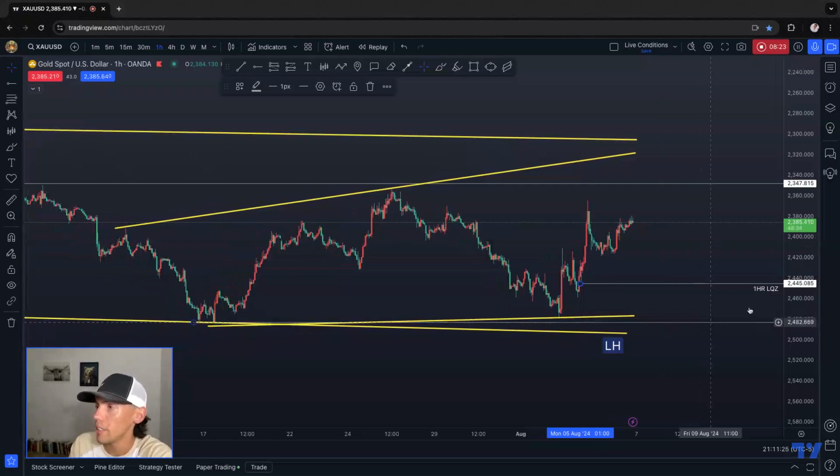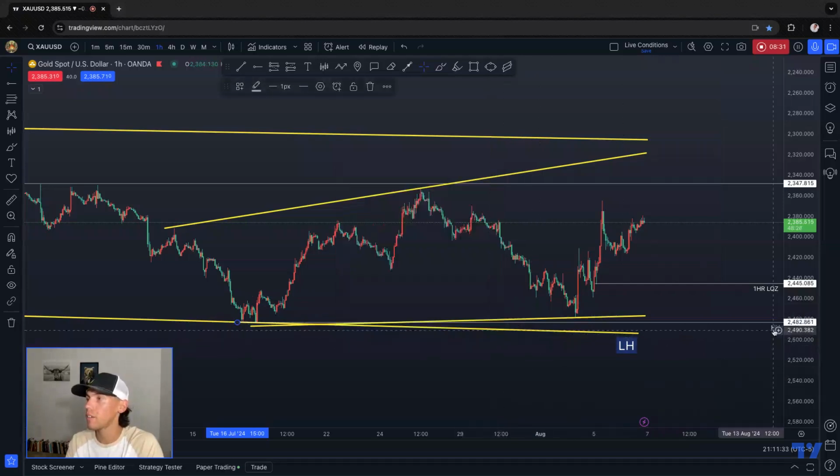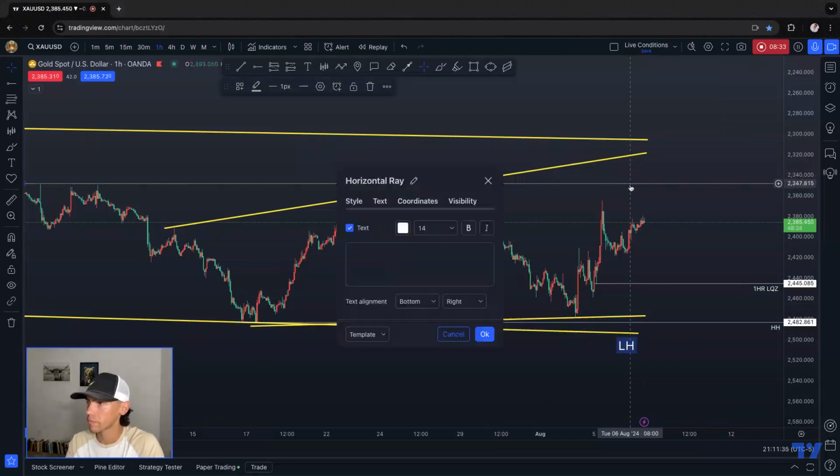And then this is our last higher high. And this was our last lower high.